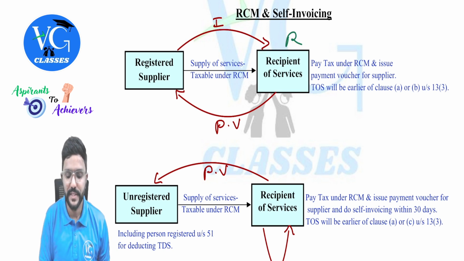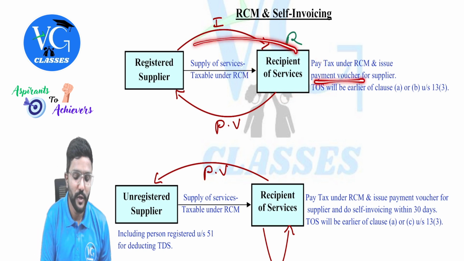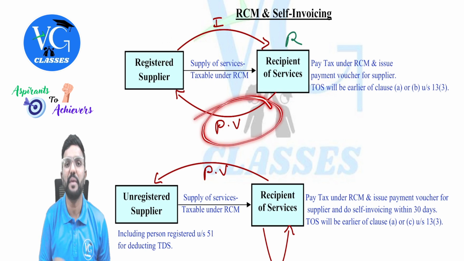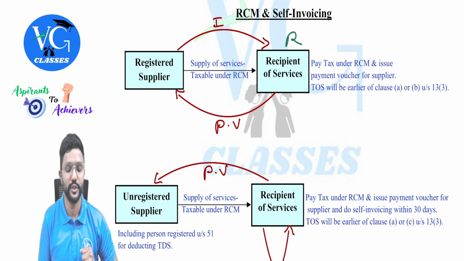So the recipient will pay tax to the government and he will issue the payment voucher to whom? To the supplier, telling, sir, I have made a payment of so much to you. Okay, sir. Got it? Yes, sir.